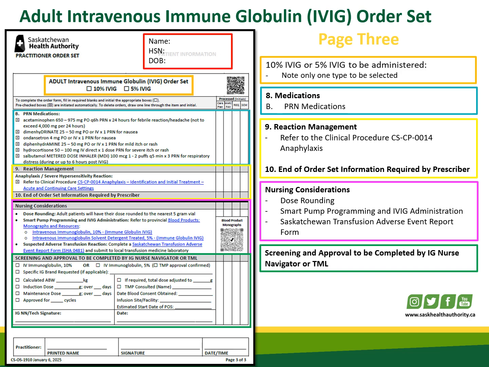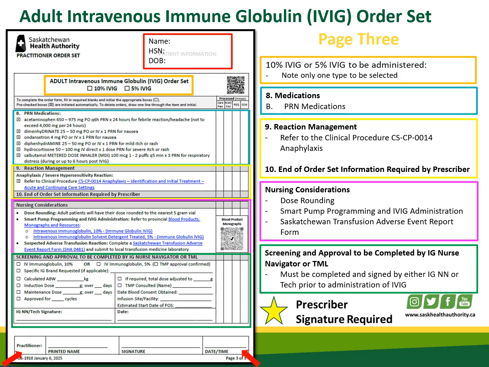Then there is a section for nursing considerations that help with dose rounding and the smart pump information, as well as what to do if there has been a reaction. And then the screening and approval box, which we had already spoken about. And lastly, just making sure that you have signed the screening and approval box and dated it, and that the physician has signed and dated the last page as well.